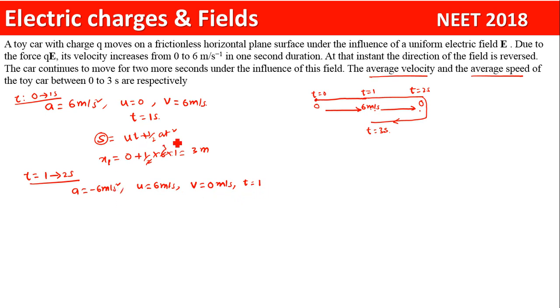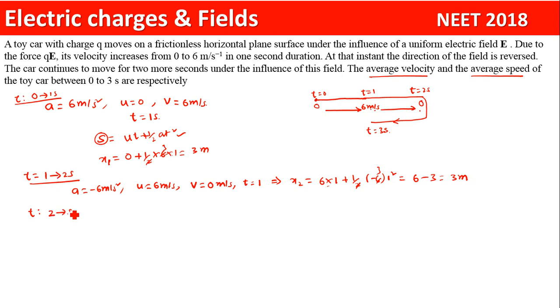Now I can apply the same formula here. Then I'll get x2 as the distance between 1 and 2 seconds. So u is 6, time duration is 1, plus half into acceleration is minus 6 and time is again 1 square. So it is nothing but 6, 2 ones are 2, 2 threes are 6, so 6 minus 3, 3 meters. It is the distance.